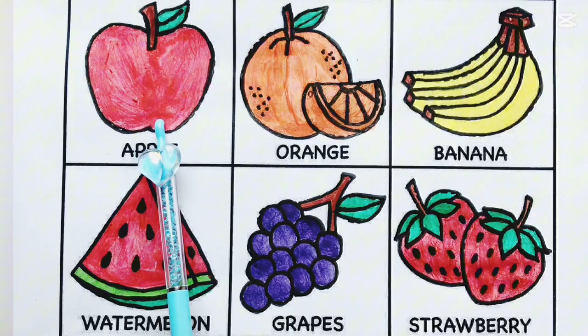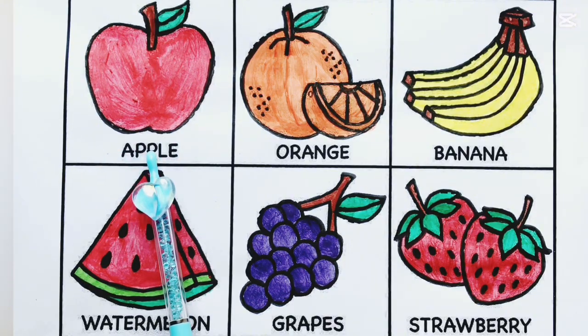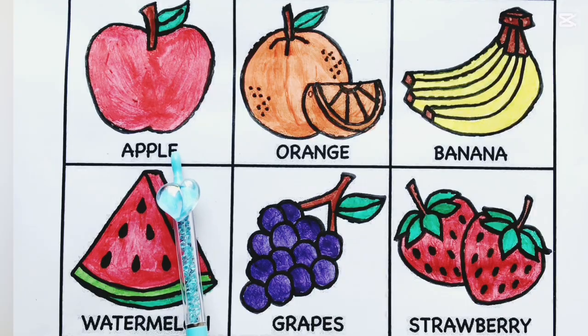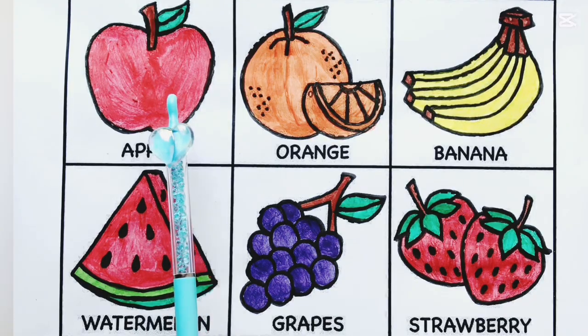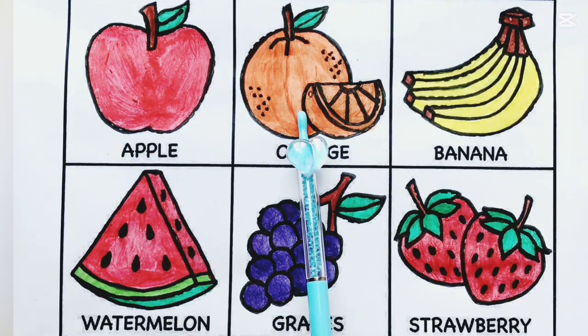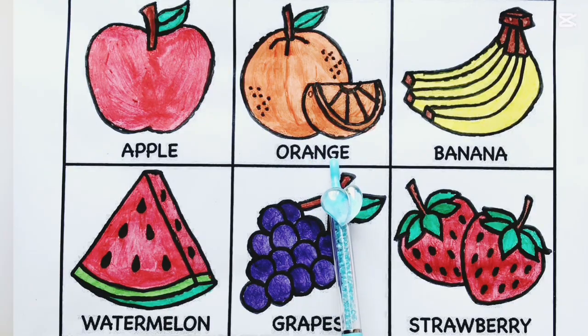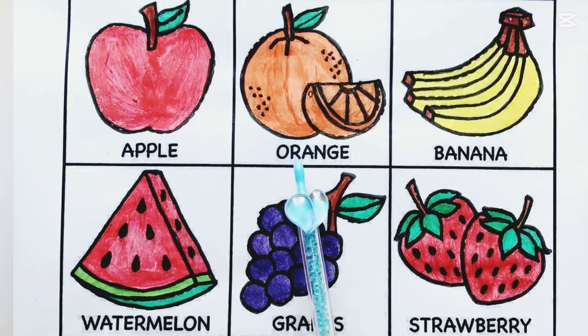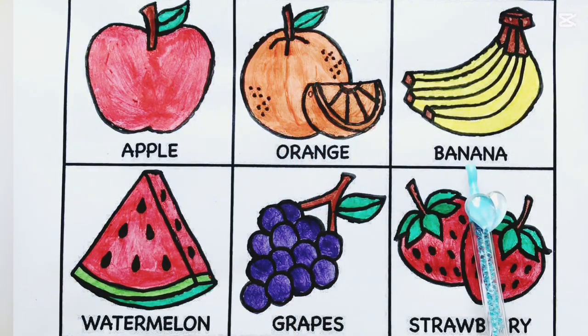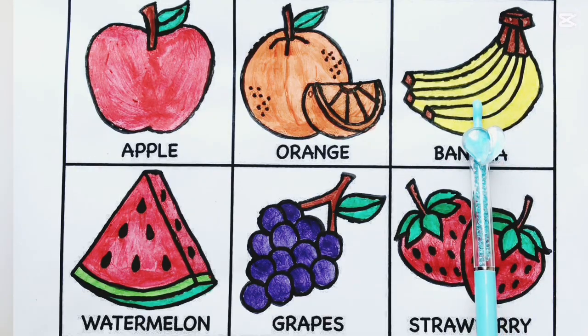Let's repeat. Learn apple. A for apple. A P P L E. Apple. A for apple. Orange. O R A N G E. Orange. O for orange. B A N A N A. Banana. B for banana.